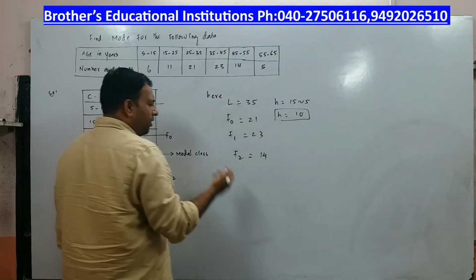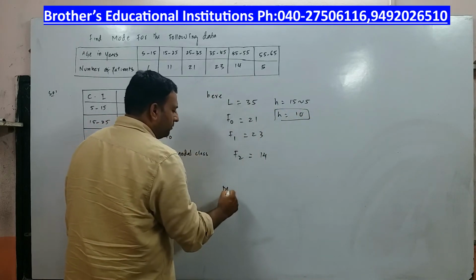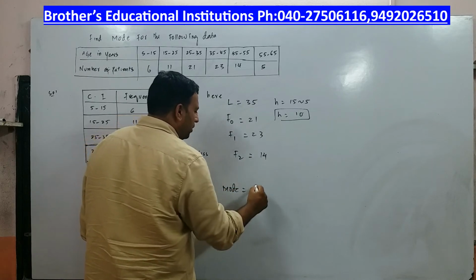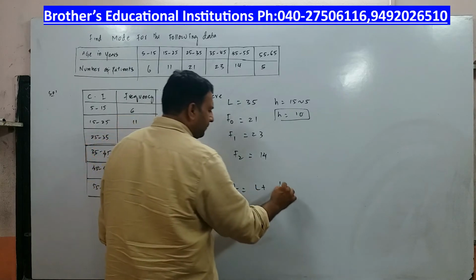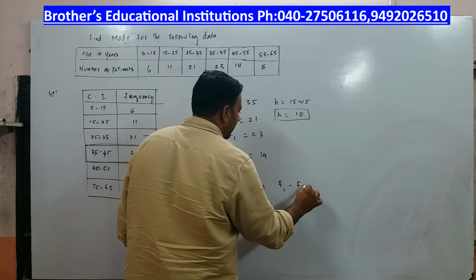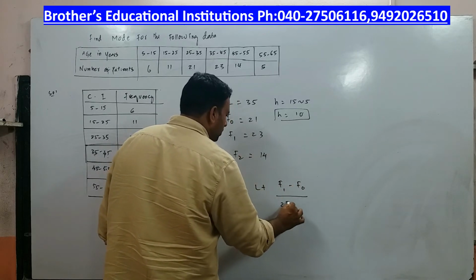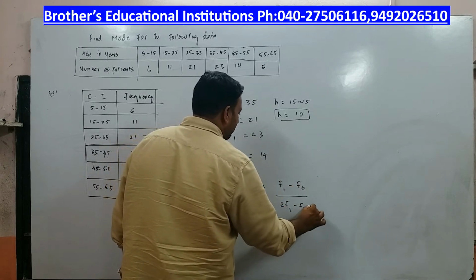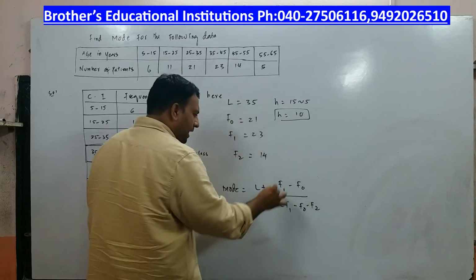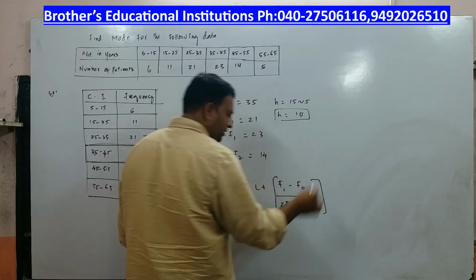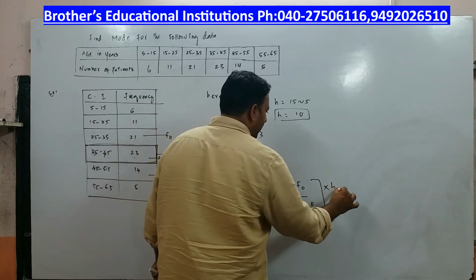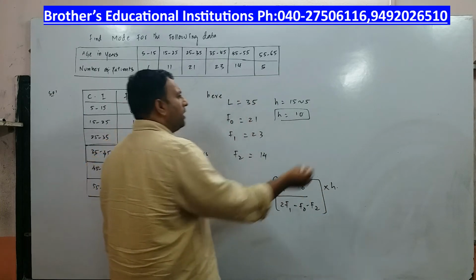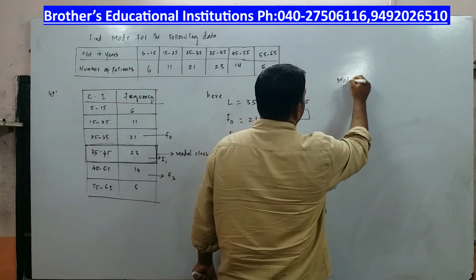Now I go for the formula. What is the formula? Mode is equal to L plus (F1 minus F0) by (2F1 minus F0 minus F2). This entire part you must write in a box. Make sure. Into H. So this is the formula given to you. What I need to do is just substitute the values so obtained.